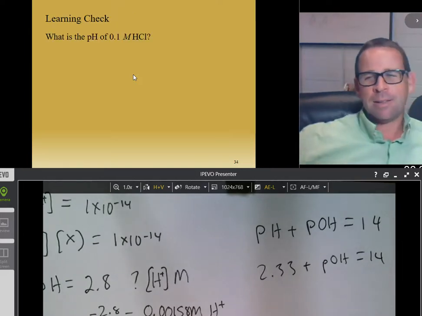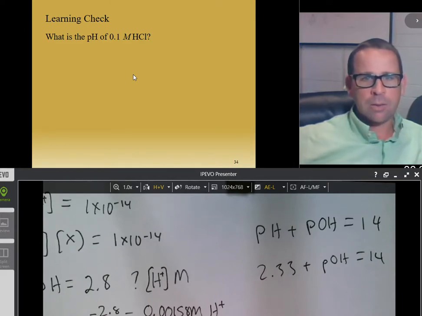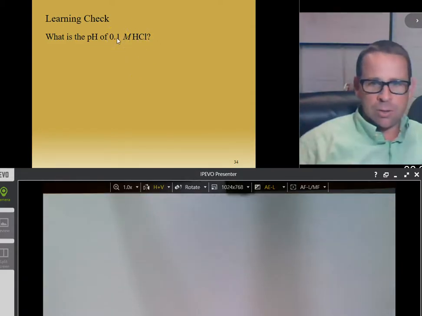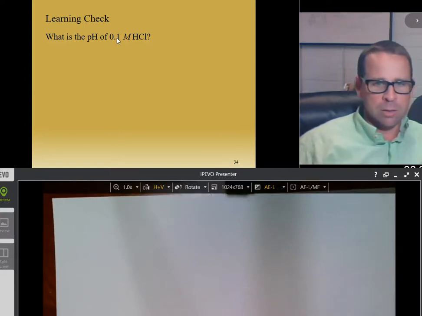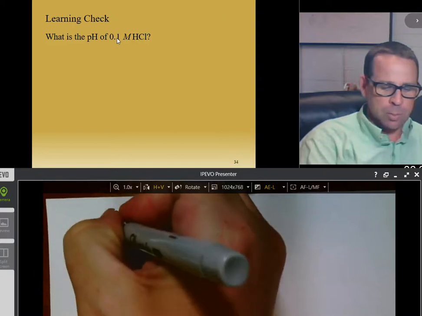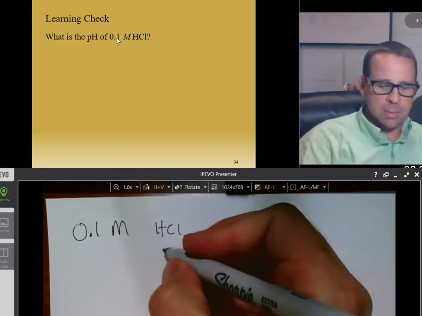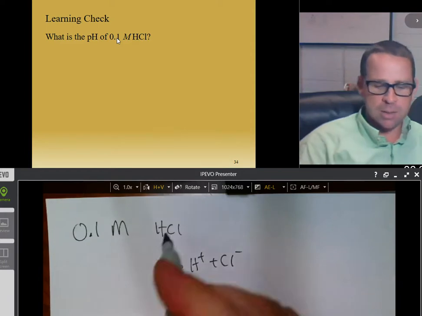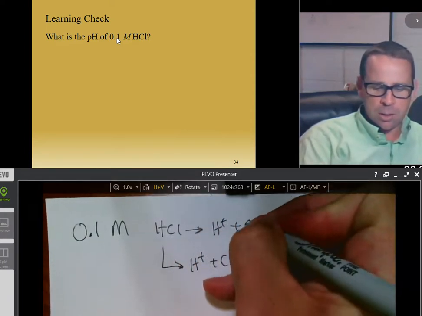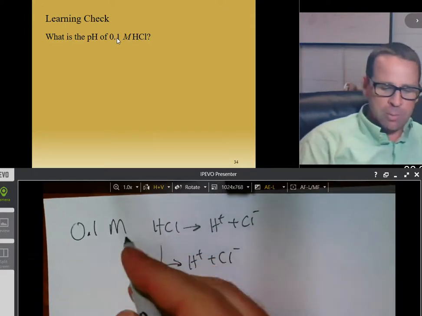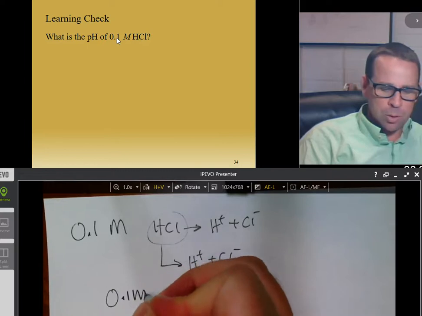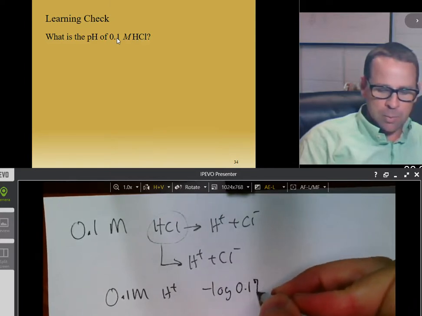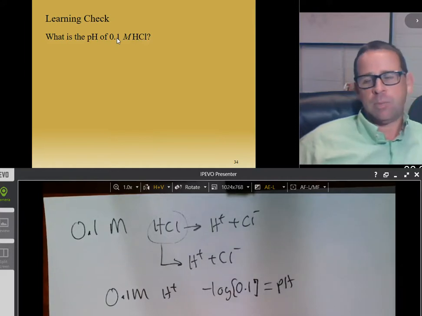Now, because the dissociation of strong acids is 100%, when we say we have 0.1 molar HCl, like in this problem here, it also tells us the concentration of the hydrogen ion. So if I have 0.1 molar HCl, that's the same as having 0.1 molar hydrogen ion, and chloride ion for that matter, right? Because this dissociates completely into hydrogen ion and chloride ion. If I take the negative log of my 0.1, then that will give me the pH of my solution.